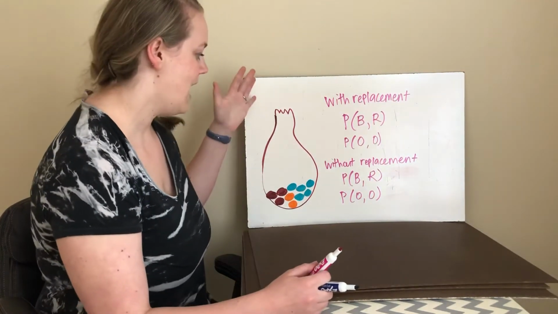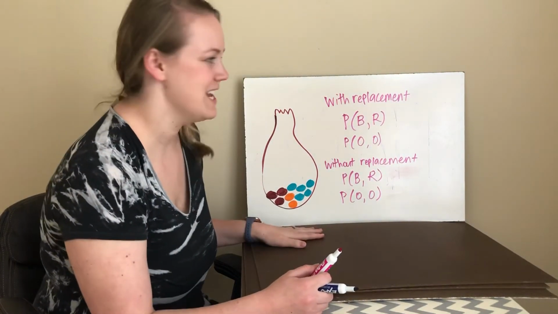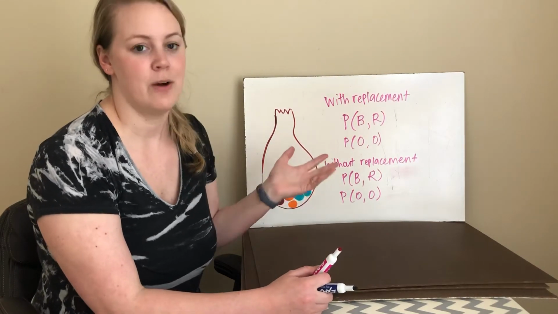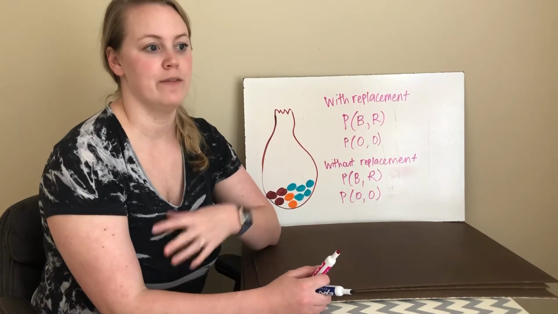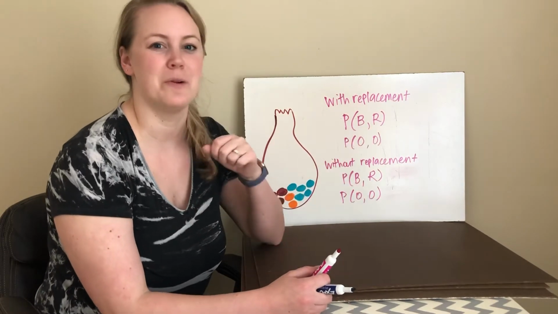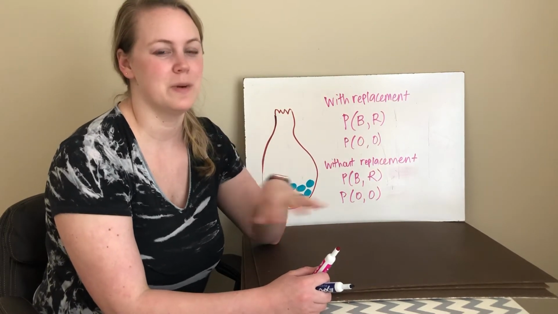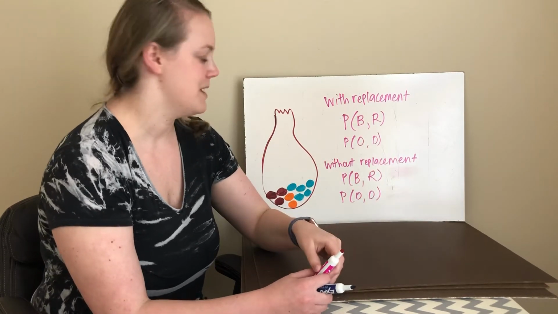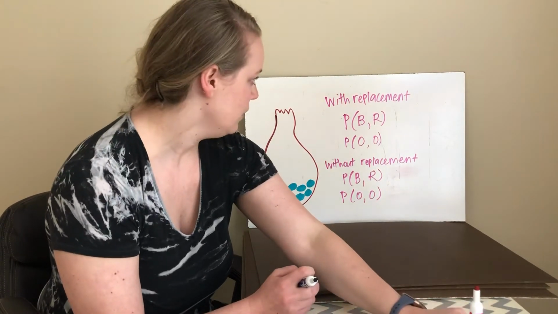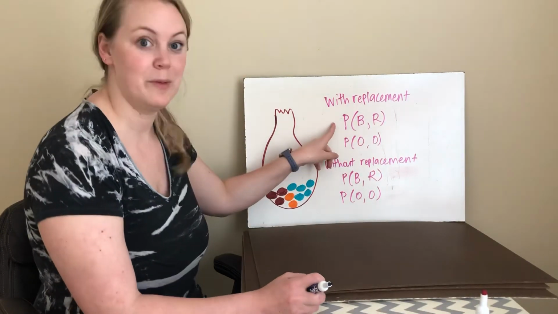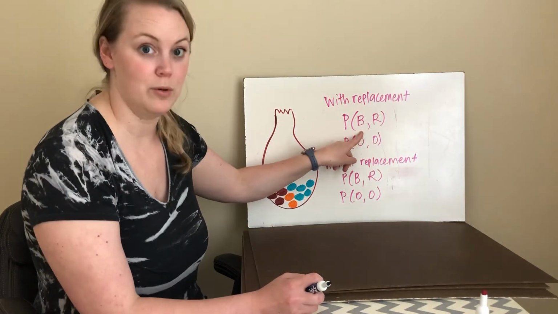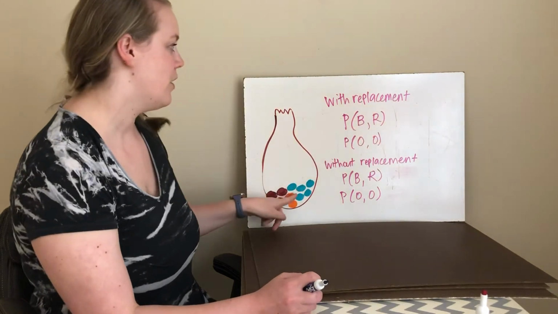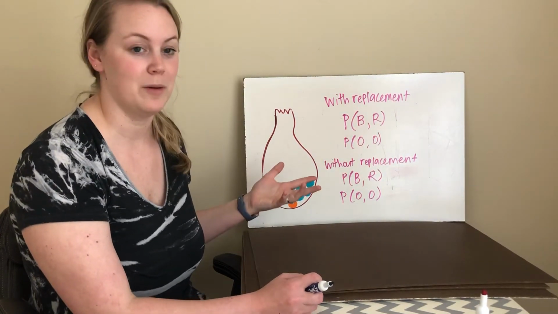Next, we have a bag with some marbles in it. And we're going to talk about with replacement and without replacement. Now, the scenario you'll get will have more words and it'll set it up a little bit more detailed, but I just wanted to give you the gist of what replacement means. So here, we want to find the probability of pulling a blue marble, replacing the marble, and then pulling a red marble.